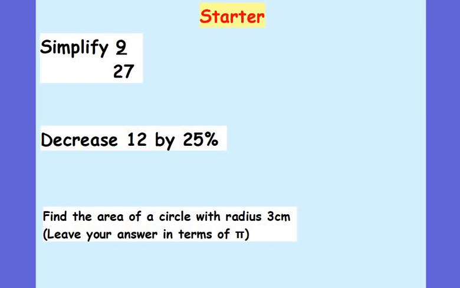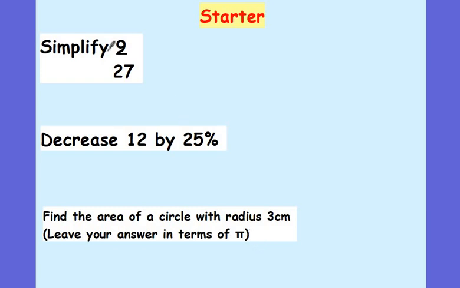Let's start off with a quick starter, shall we? Can you simplify 9 over 27 for me? Can you then decrease 12 by 25%? And can you find the area of a circle with radius 3 centimetres? Leave your answers in terms of pi, no need to use a calculator. Pause the video for a couple of minutes and answer those questions in your light blue books, please.